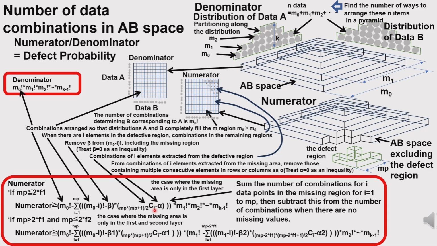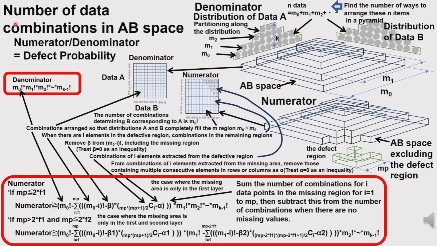Here, alpha represents arrangements that are impossible, such as cases where 2 or more points would fall in the same row or column. For simplicity, we set alpha equals 0, and treat that constraint as an inequality. If the ratio of the numerator to the denominator exceeds 50%, then there is a greater than 50% probability that the missing region contains no data points.